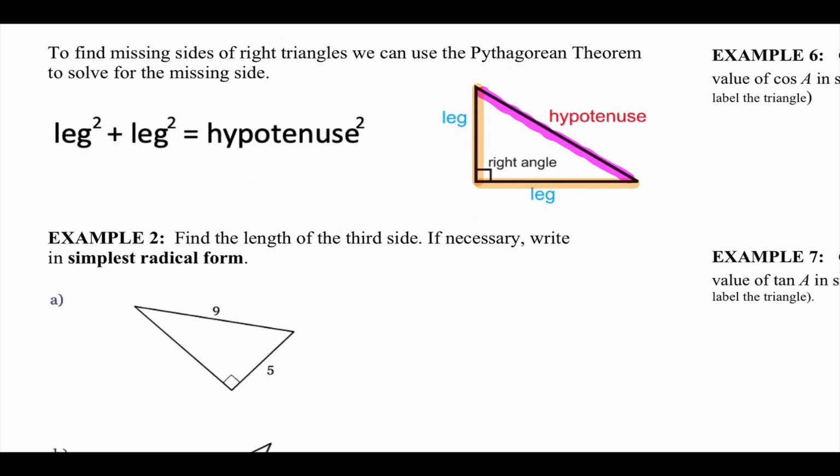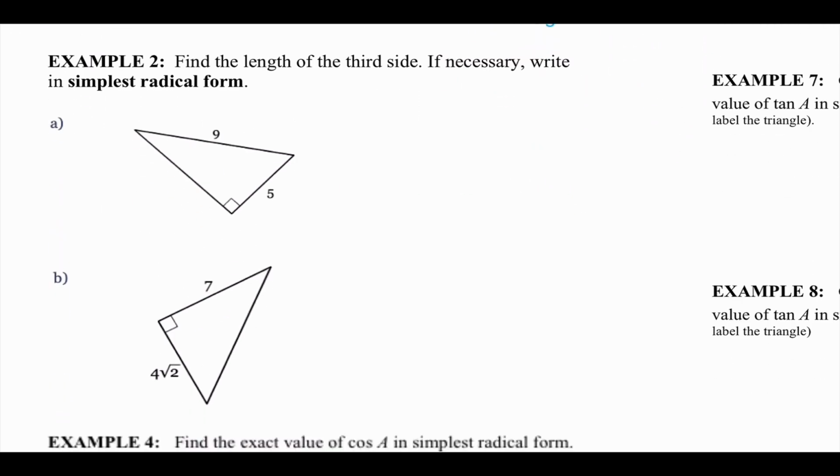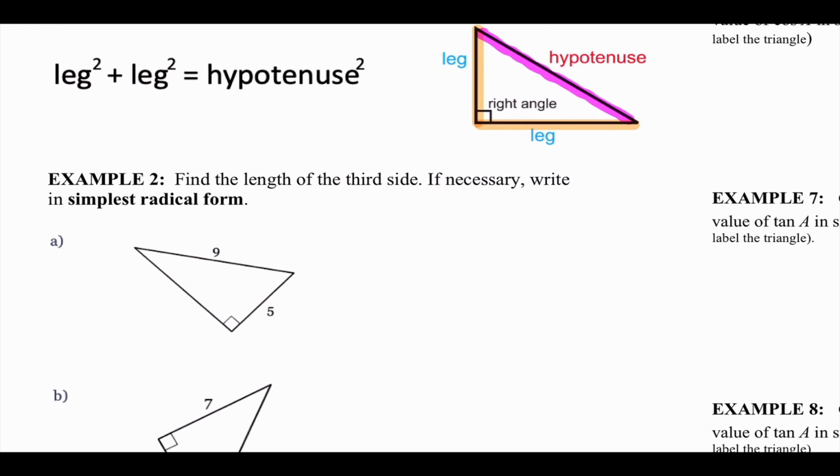Okay, so now number two. We have to find the missing side. The first thing we need to do is determine if I'm missing a leg or a hypotenuse. The easiest way to tell is I always highlight the two sides that make up the 90 degrees. These two sides make up 90 degrees, so those are the two legs. The one I'm missing is over here, so I'm missing a leg.